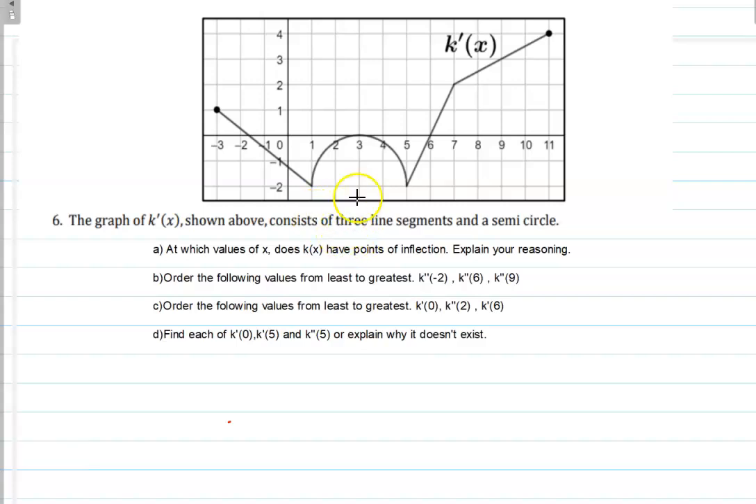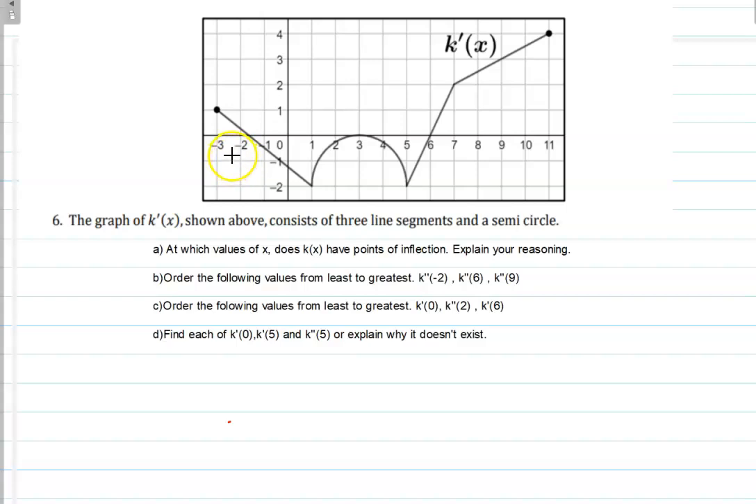Hey guys, in this problem we are going to study the graph of the derivative k prime x of some function kx. First we need to find the inflection points of this graph. Points of inflection are those where the derivative changes from decreasing to increasing or increasing to decreasing. Since this is a decreasing line, its slope would be negative.